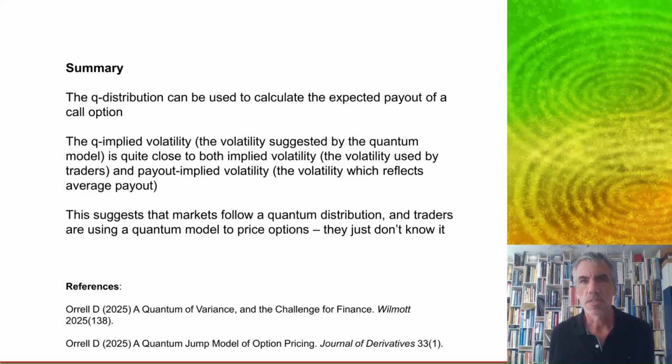Okay, so to summarize: the q-distribution, which again comes from q-variance, can be used to calculate the expected payout of a call option or a put option. This q-implied volatility, the number suggested by the quantum model, is quite close to both implied volatility, the number used by traders, and payout-implied or market-implied volatility, the number which reflects average payout. So this suggests that markets are in a way following a quantum distribution, and traders are using a quantum model to price options. They just don't know it. For further reading, there are a couple of references here in Wilmott and Journal of Derivatives.